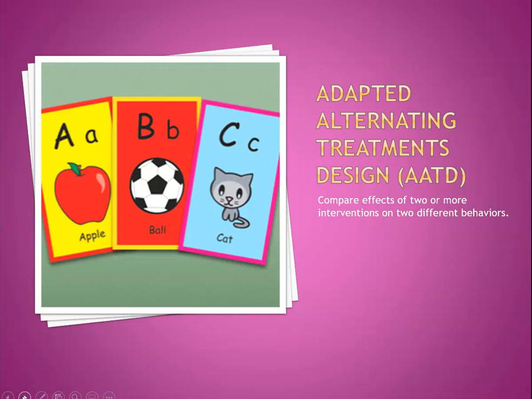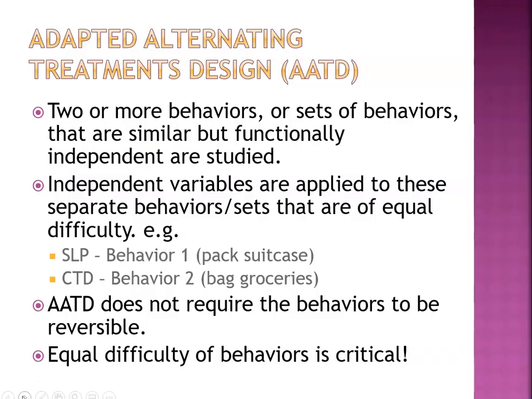That's when we compare the effects of 2 or more interventions on 2 behaviors. For an adapted alternating treatment design, we take 2 or more behaviors or sets of behaviors that are similar but functionally independent. Independent variables are applied to these separate behaviors that are of equal difficulty.